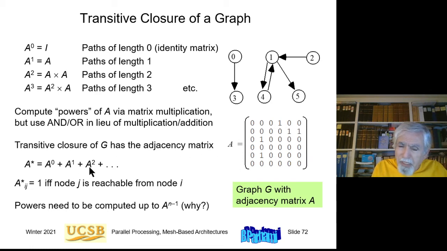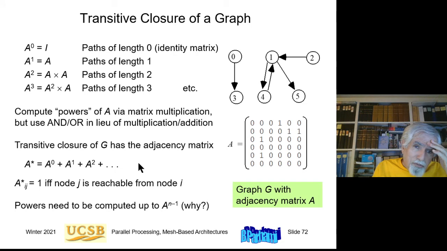Here is a simple idea. Basically, A star is A to the power 0, which is the identity matrix. That supplies the ones in the diagonal elements. A to the 1 gives paths of length 1. A squared of this matrix, if I perform the multiplication with AND and OR instead of multiply and add, will give me paths of length 2, and so on.